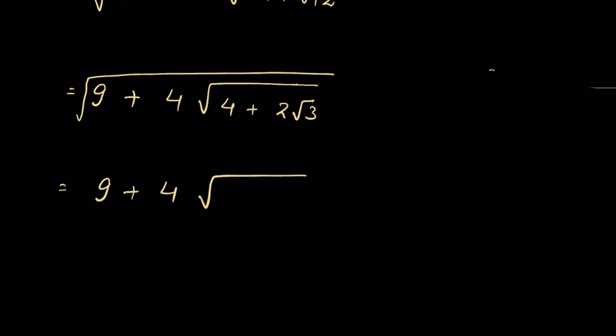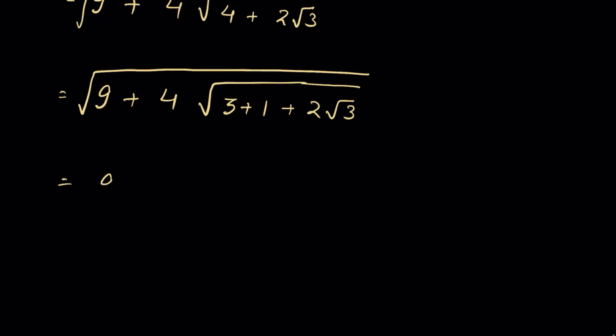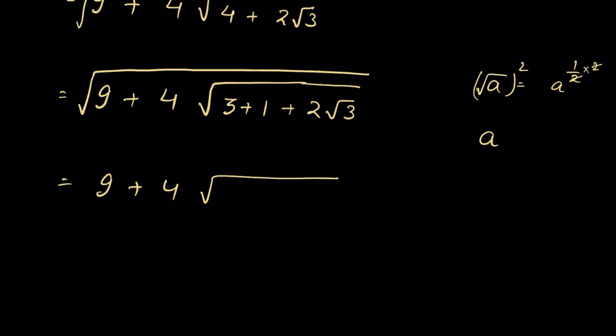Or 9 plus 4 times 4 we can write it as 3 plus 1, then plus 2 times square root of 3, all under square root, or 9 plus 4. Square root of a means a is raised to the power of 1 upon 2. So when we square it, exponent is multiplied by 2, then 2 and 2 get cancelled. So a number can be written as square root of that number squared.